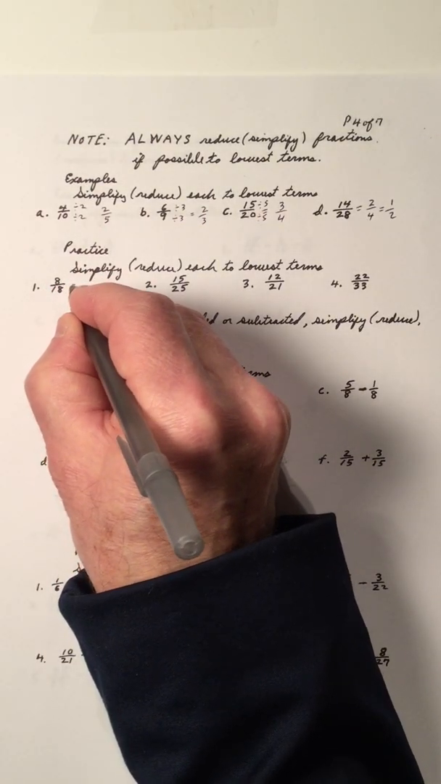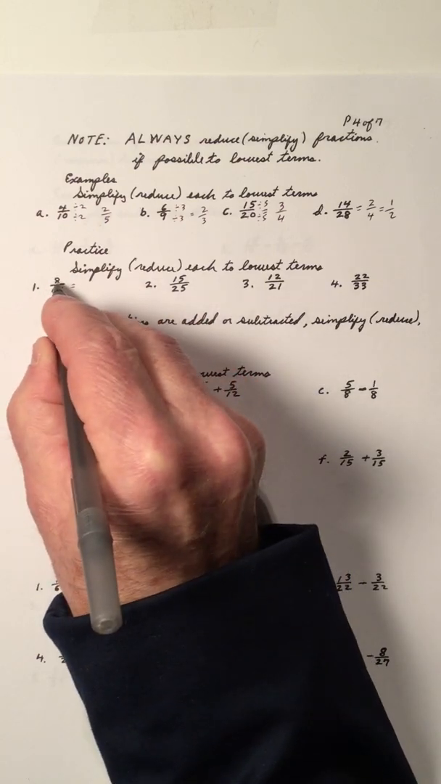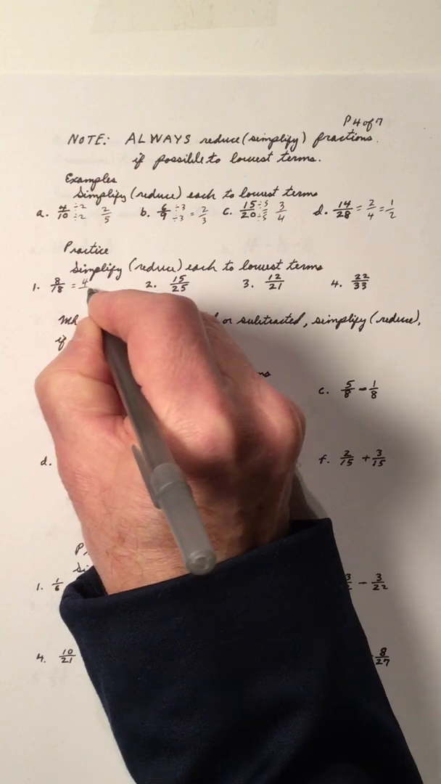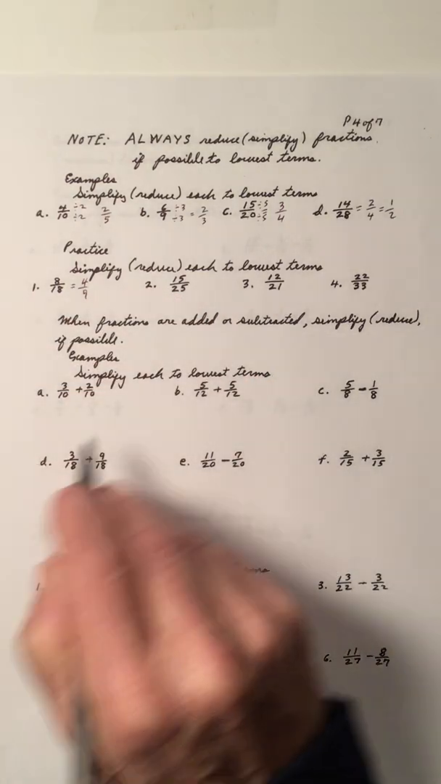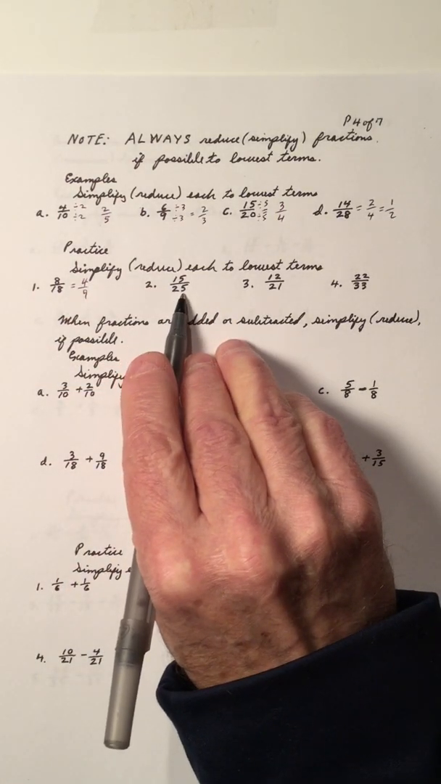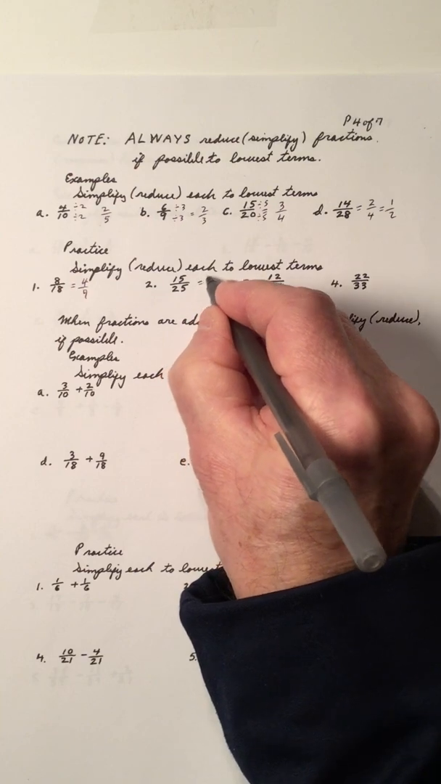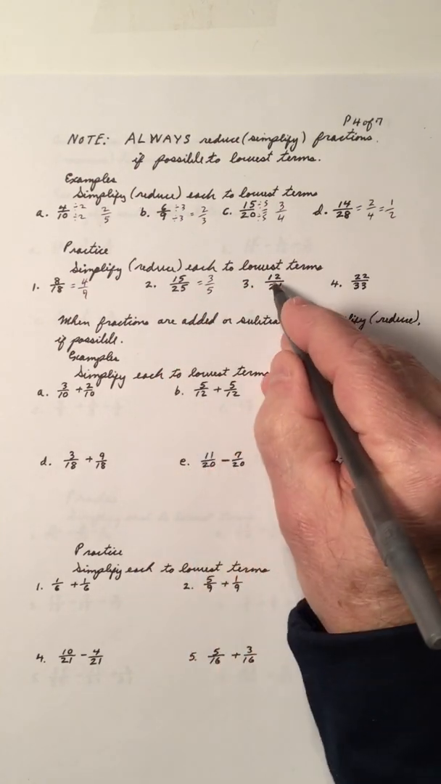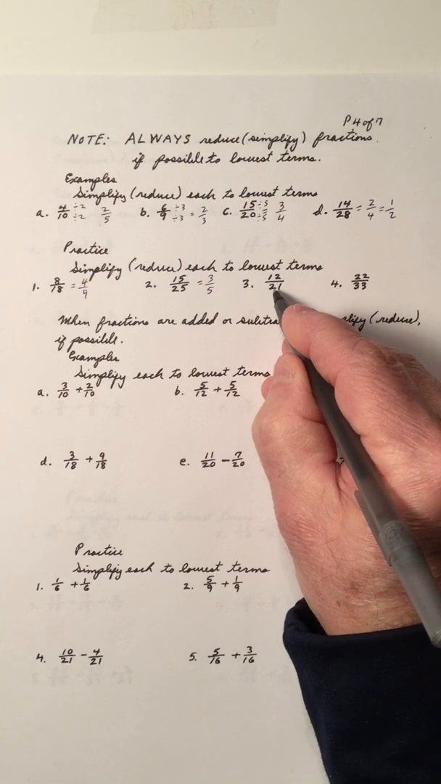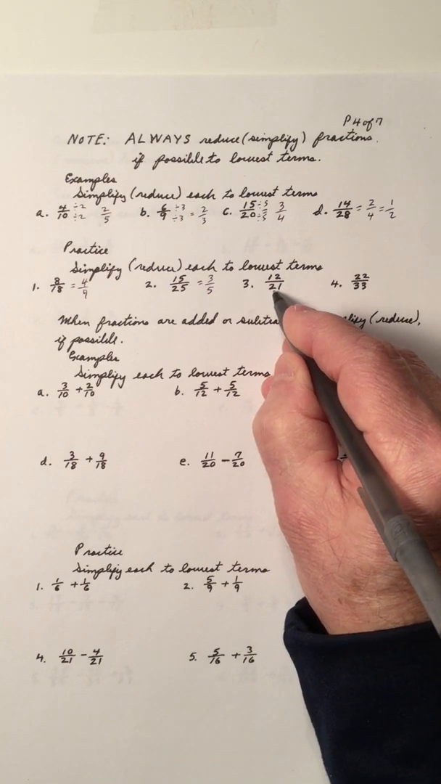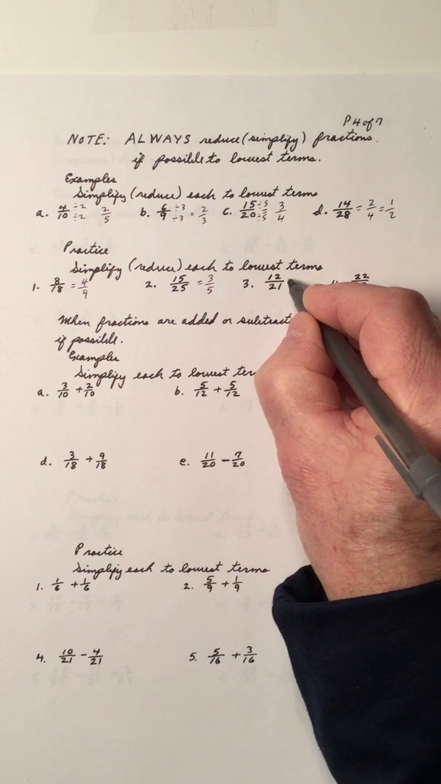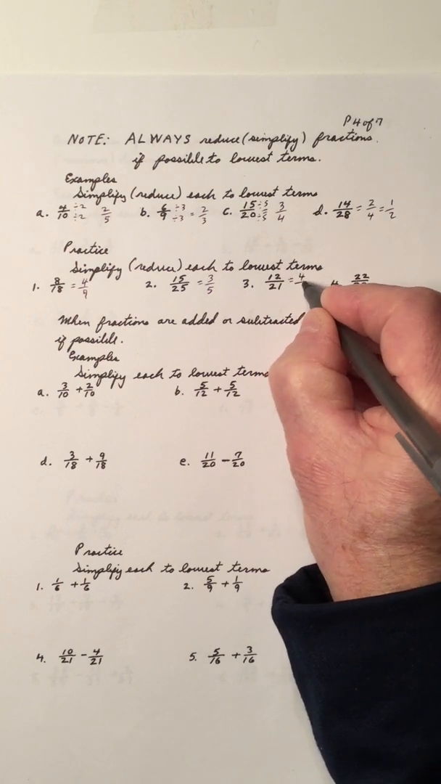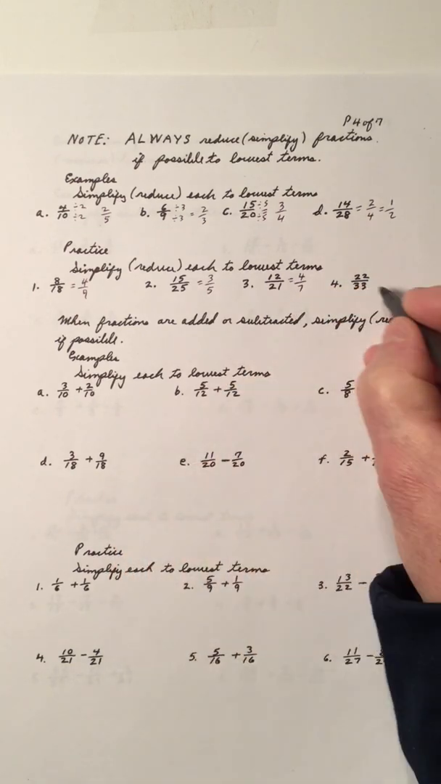8. What's common? What's the GCF? I see a 2. 2 and 8 goes 4. 2 and 18 goes 9. What factor is common here? 5. 5 and 15 goes 3. 5 and 25 goes 5. What factor is common in 12 and 21? 21, I see a 7 and I see a 3. 12 divided by 3 is 4. 21 divided by 3 is 7.